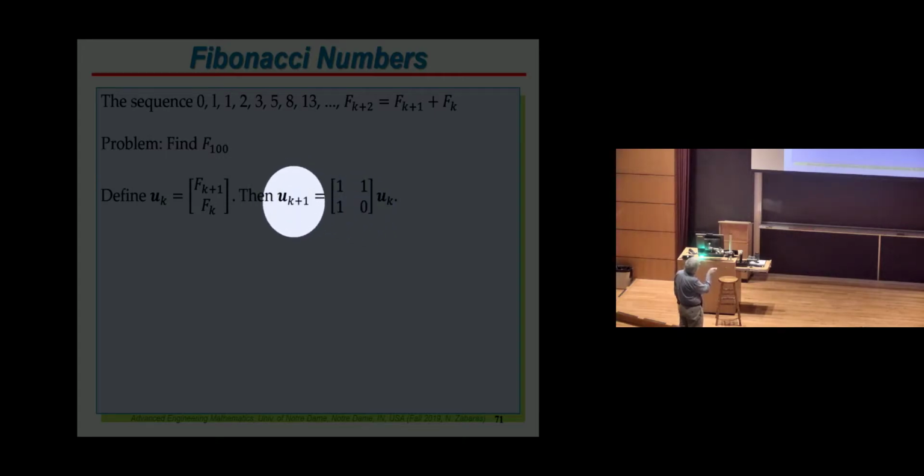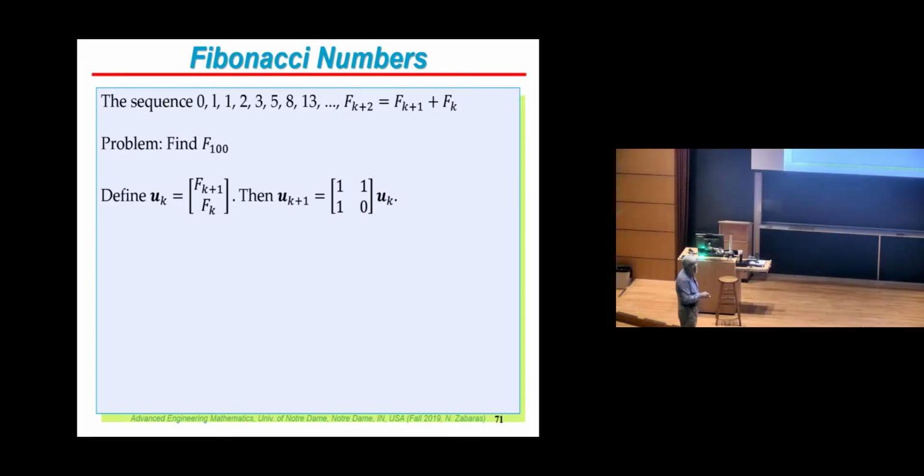The vector uk plus 1 has what components? fk plus 2 and fk plus 1, right? So the second component of this tells you that fk plus 1 is equal to 1 times the first component of uk, which is fk plus 1. It doesn't say anything new. It says fk plus 1 equals fk plus 1.